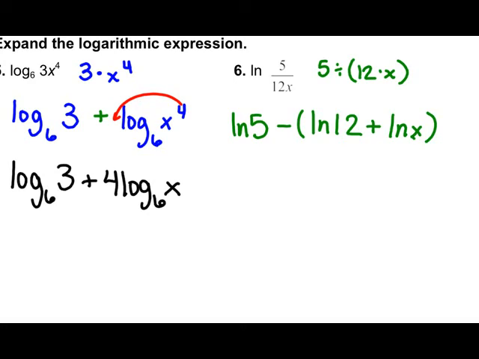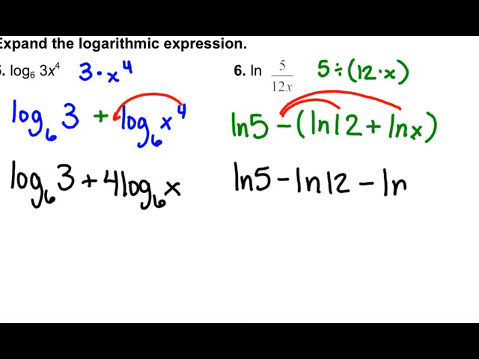Now I'm not quite done on this because we have two quantities, or a binomial here that has a minus in front. So your last step when you have multiple values in the denominator is to distribute that negative through. So it's natural log of 5 minus natural log of 12 minus the natural log of x. So basically anything in the denominator, even if it says multiplication, is going to end up as subtraction because you're dividing by it.